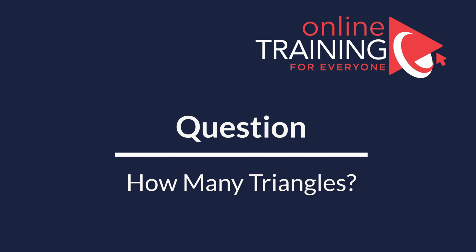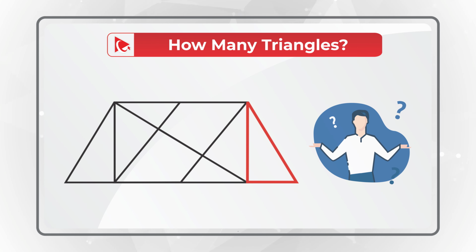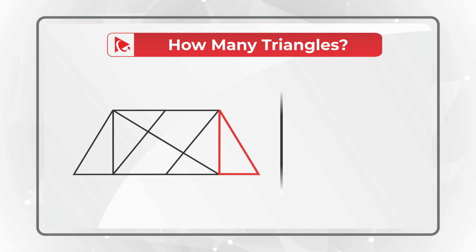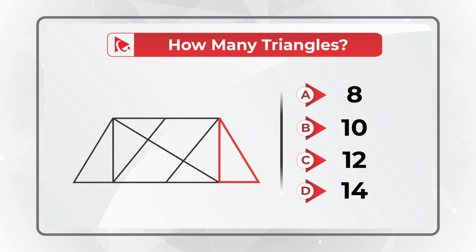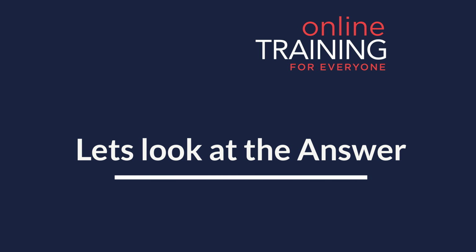When I saw this question, I couldn't believe the answer. You need to determine how many triangles are presented in a given shape. You see one triangle highlighted in red, but you have 4 different choices. Choice A, 8 triangles, choice B, 10 triangles, choice C, 12 triangles, or choice D, 14 triangles. How many do you see? Give yourself a little bit of time to see if you can come up with the solution.